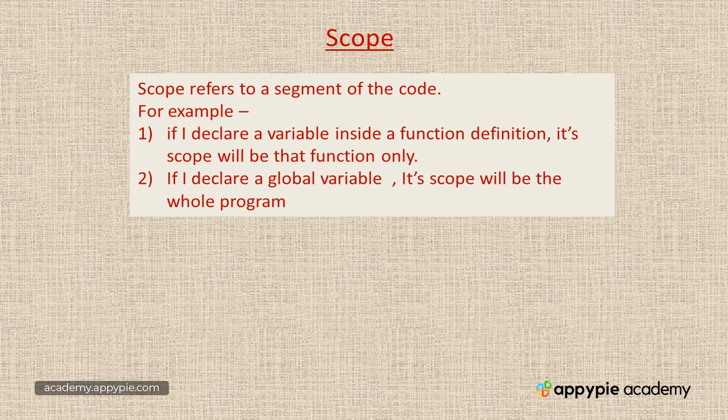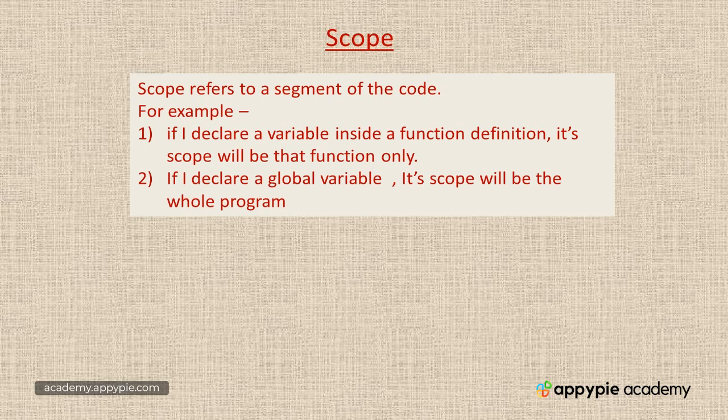For example, if I declare a variable inside a function definition, its scope will be that function only. What I mean to say is, if I have declared a variable inside a function body, it can be accessed only within the definition of that function. It cannot be accessed outside that function. So the scope will be set to be local to that function only.